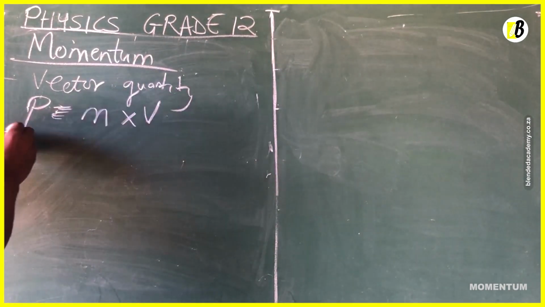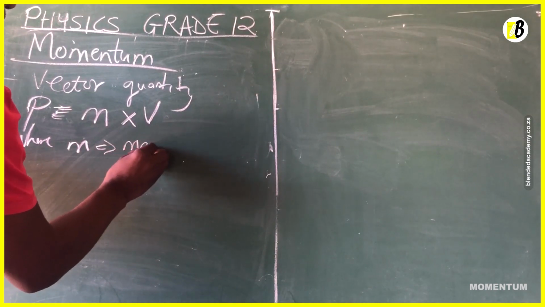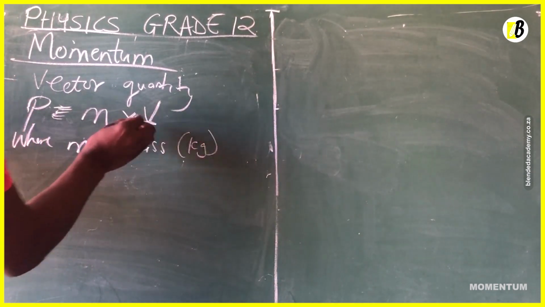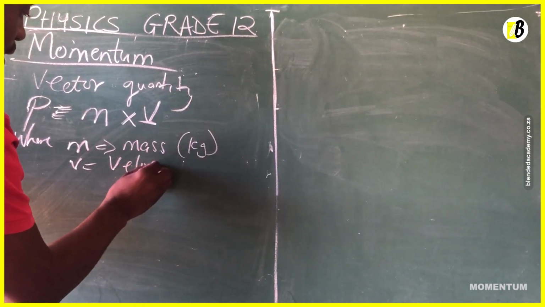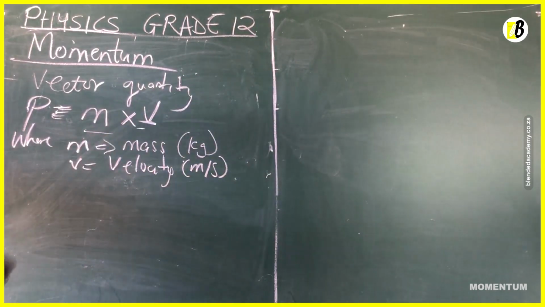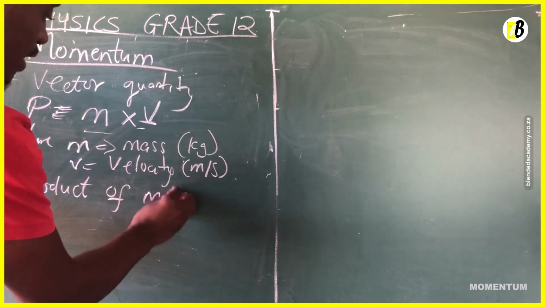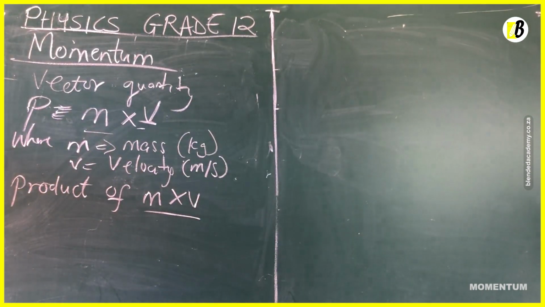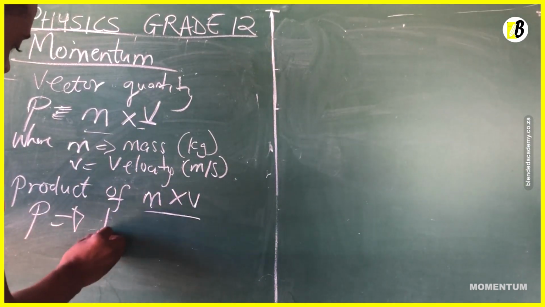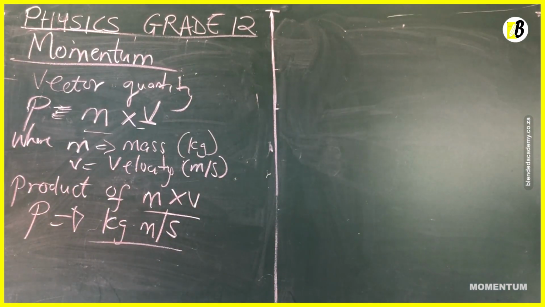From here, this m is your mass in kilograms, and this v here is your velocity in meters per second. You can see that momentum is a product of your mass and velocity. And if momentum is a product of mass and velocity, that means momentum is measured in kilograms meters per second. That's the SI unit of momentum.